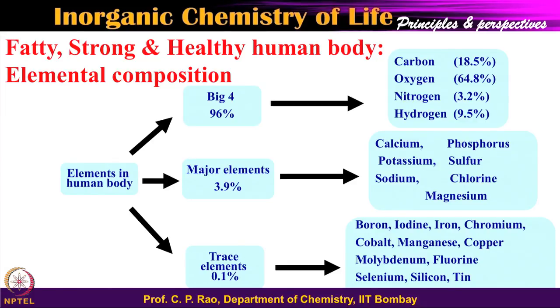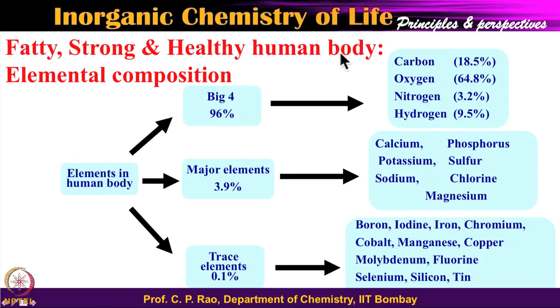So, having said that, we have carbon, oxygen, nitrogen, hydrogen, and you see carbon is around 18.5, oxygen 64.8, nitrogen 3.2, hydrogen 9.5. You add them all together, you will get something like 96%. That means we, as human bodies, are so fat, but in this fatty body what we have is mainly these elements. Let us look at these.